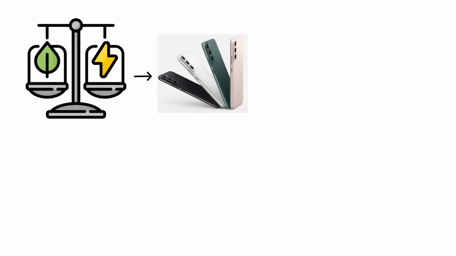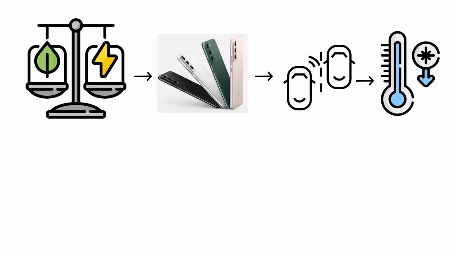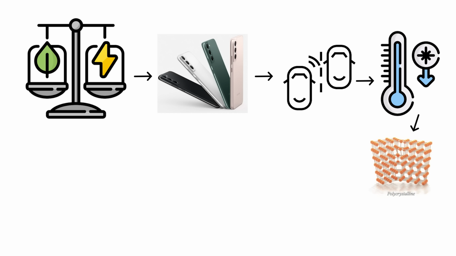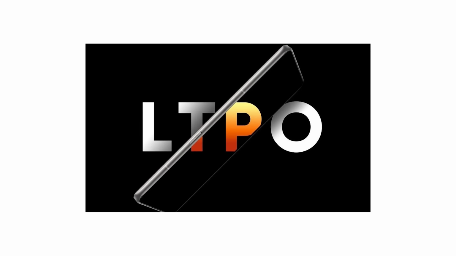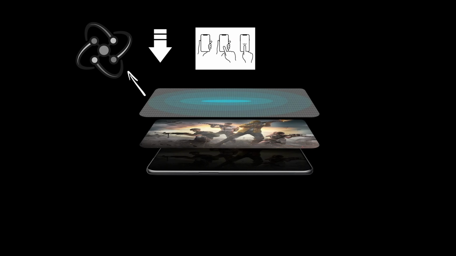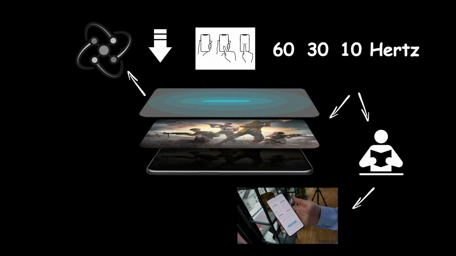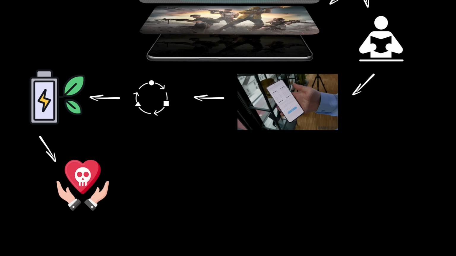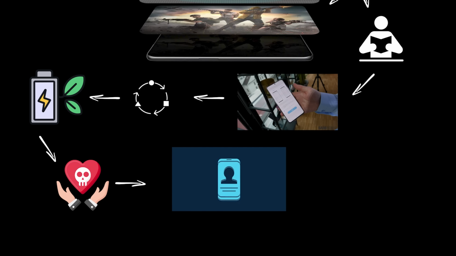To balance power consumption, most of these displays rely on adaptive control systems such as low-temperature polycrystalline oxide, often abbreviated LTPO technology. LTPO panels can dynamically lower their refresh rate to 60, 30, or even 10 Hz when the image on the screen is static, such as during reading or always-on display modes. This adaptive adjustment helps preserve battery life without sacrificing responsiveness when motion resumes.